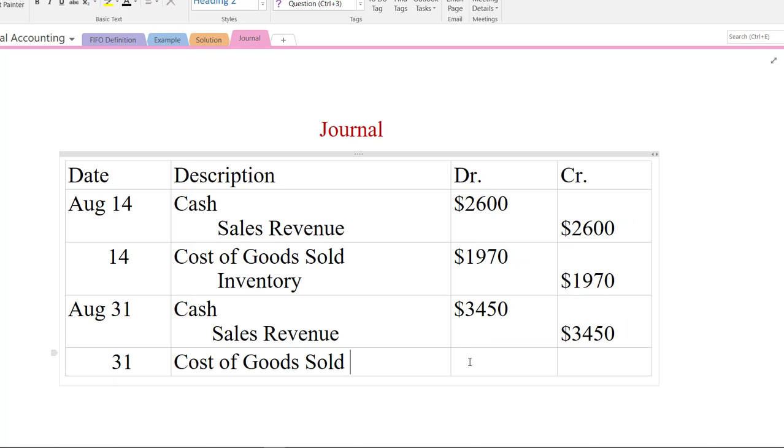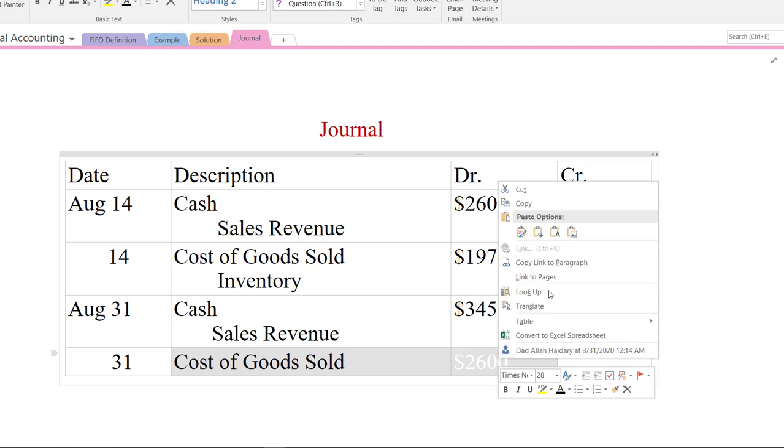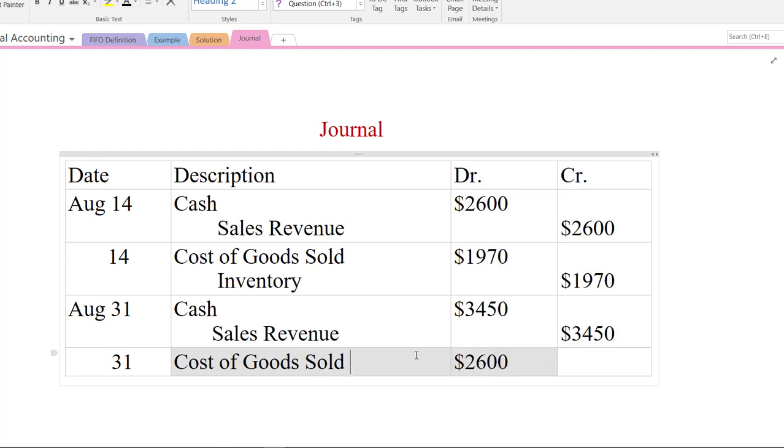Now students, for cost of goods sold, I will write here 2,600, right? That's equal to 2,600. And the next thing we have is inventory. So students, what is inventory? Inventory is a current asset, every one of us knows. And the current assets have decreased.